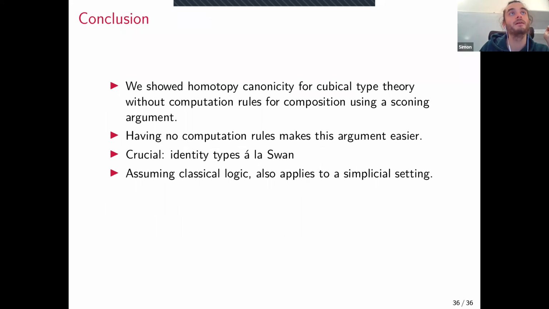Right. Let me now conclude. So we showed this homotopy canonicity for cubical type theory, where we took away the computation rules. This was crucial for the argument also, using the sconing construction. And one further crucial ingredient were the identity types, and this is wrong here. Right. And also assuming classical logic, we can do something similar in a simplicial setting, but I think I stop now. Thank you.